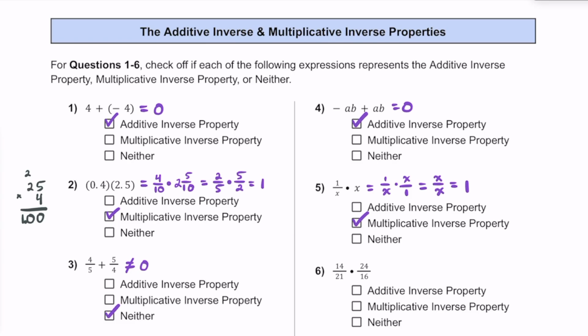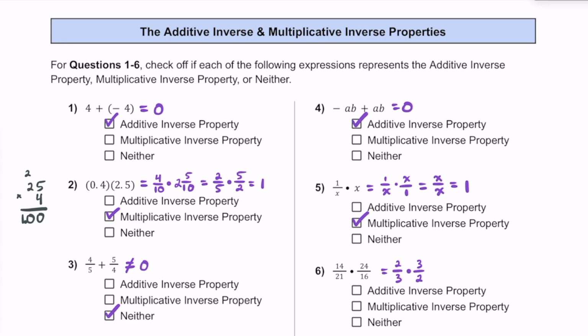All right. For number 6, let's go ahead and see. We have these fractions. It's kind of hard to tell if they're reciprocals right now. I don't really feel like multiplying the 14 and 24 and the 21 and 16. So let's go ahead and just simplify these fractions. So 14 over 21, their GCF is 7. If you divide by 7, you're going to get 2 and 3. And then this 24 and 16, I think their GCF is 8. If you divide them both by 8 on top and bottom, you're going to get 3 and 2.